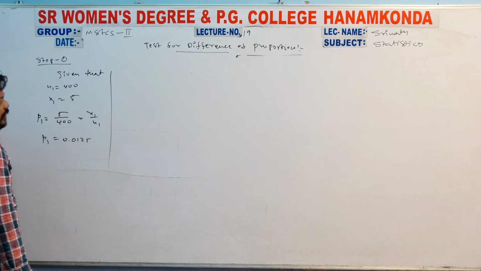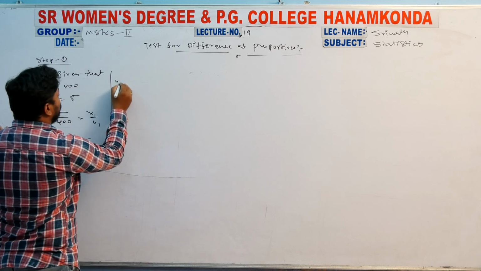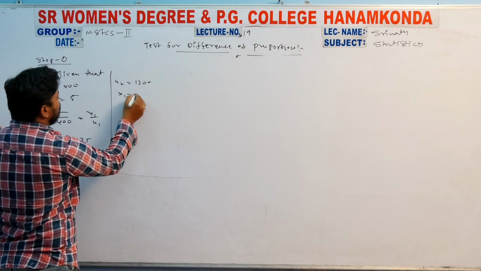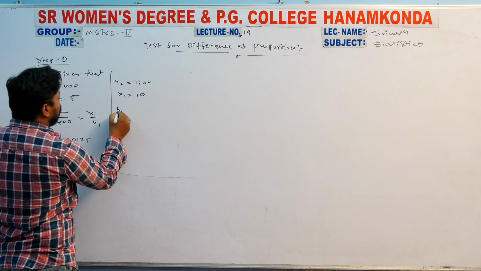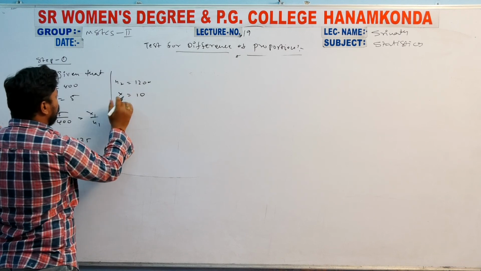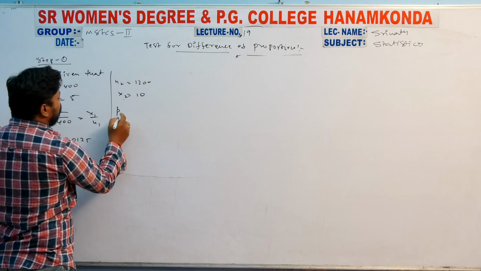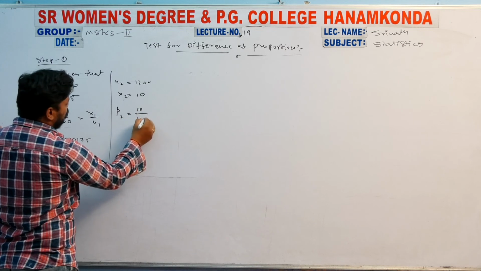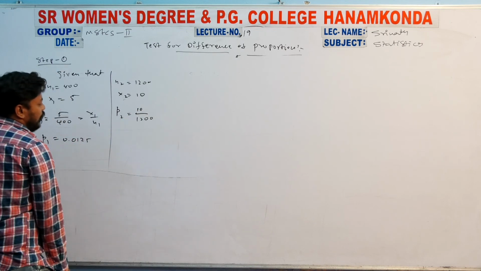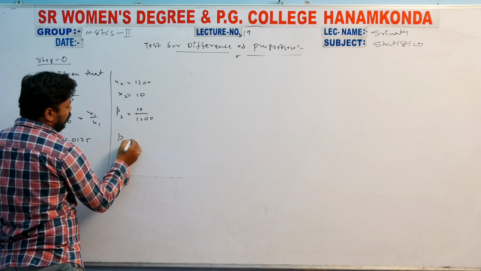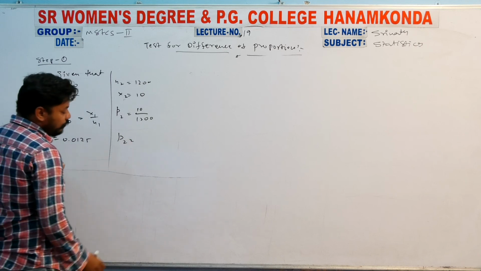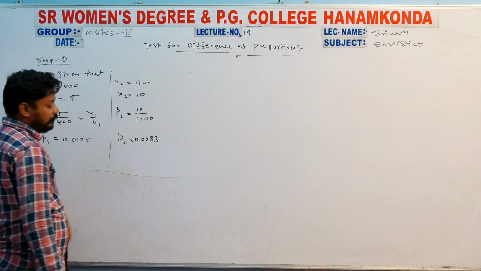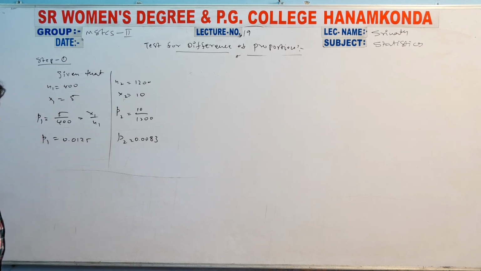First sample data done. For the second sample data, n2 is equal to 1200 and x2 is equal to 10. Proportion p2 is equal to 10 by 1200, and the p2 value is 0.0083.